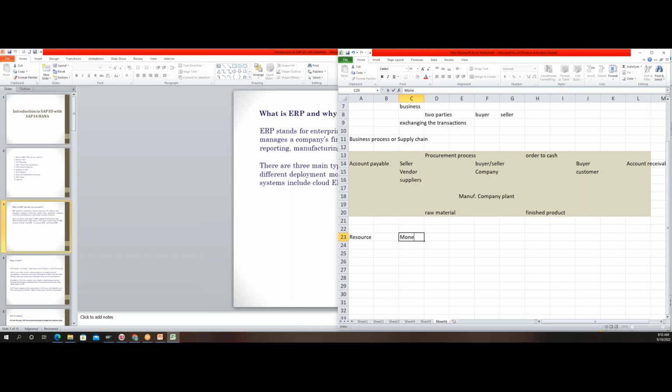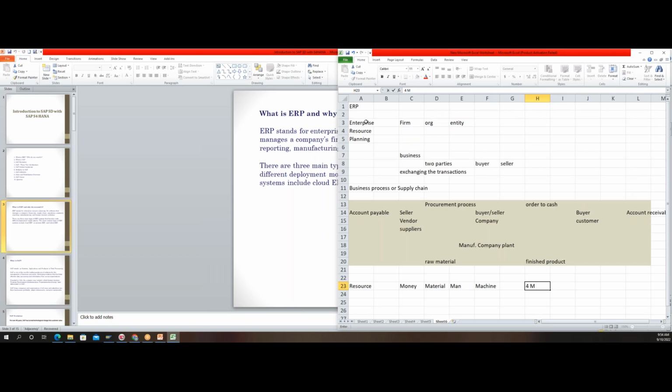I say money is one of the resources, material, man, and machine. So if someone is from MBA marketing, they must be aware of the four M's. We call it the four M's. Okay. So money, material, man, and machine are the resources which are used inside the enterprise.